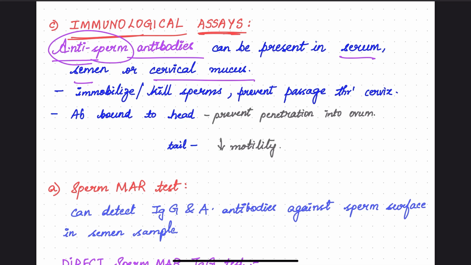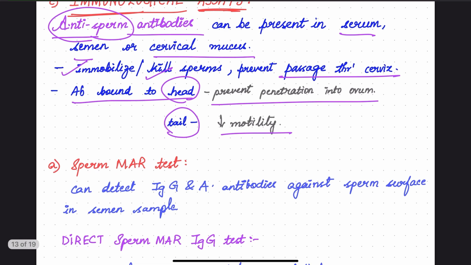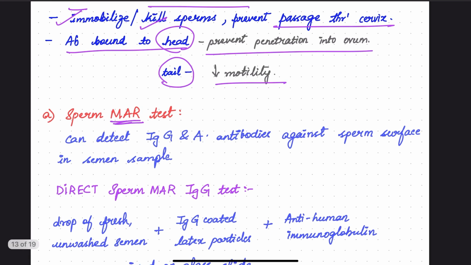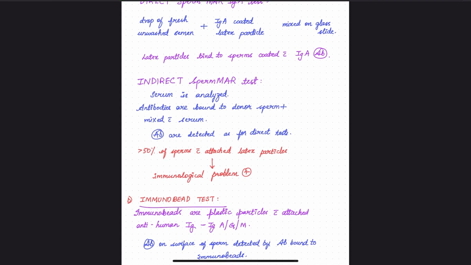So these anti-sperm antibodies, they either immobilize or kill the sperms or prevent their passage through the cervix. The antibodies that are bound to the head prevent penetration into the ovum. With the tail, it prevents its motility. There are two tests. Firstly, we have studied these two tests in the normal parameters according to WHO. So, mixed antiglobulin reaction test, and there is immunobead test. Two tests are there.